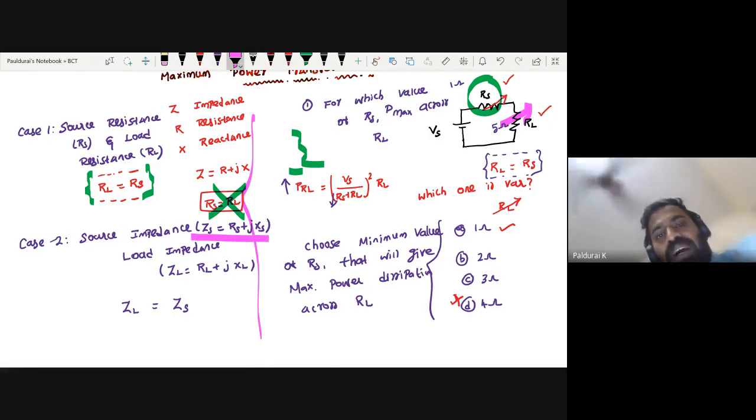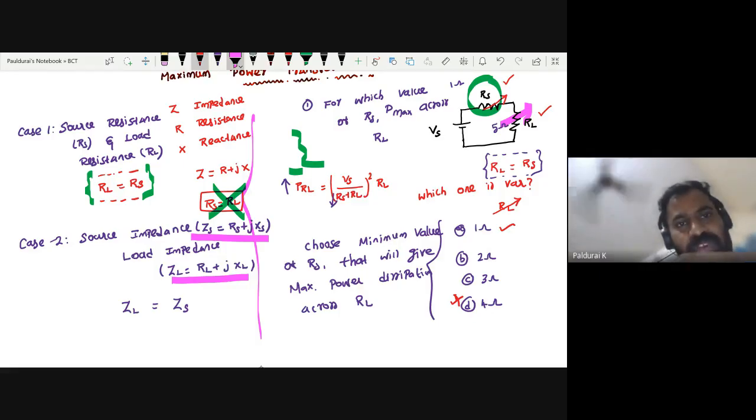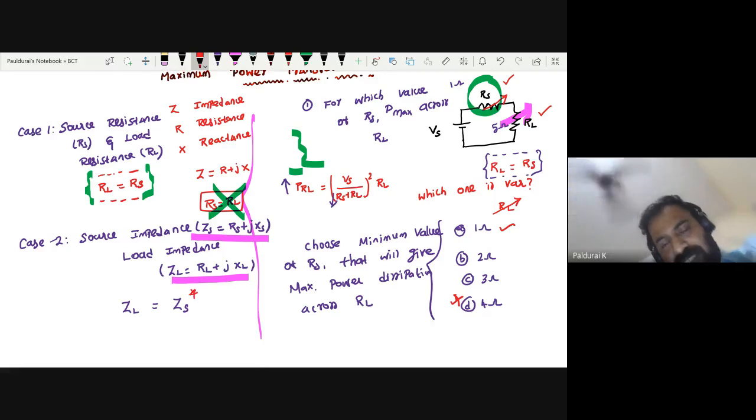ZS equal to RS plus JXS. This time, this is complex, right? ZL. I want to match my impedance with the source. How? Any guess? So this time, if you derive, you will get ZL equal to ZS conjugate. That is the condition for maximum power transfer theorem in AC circuit.